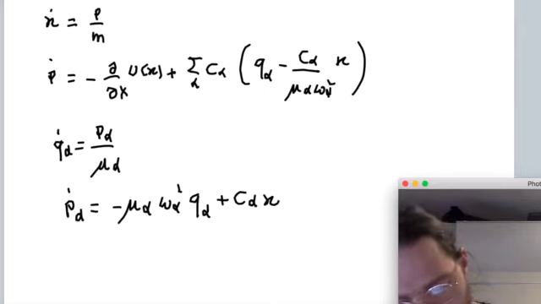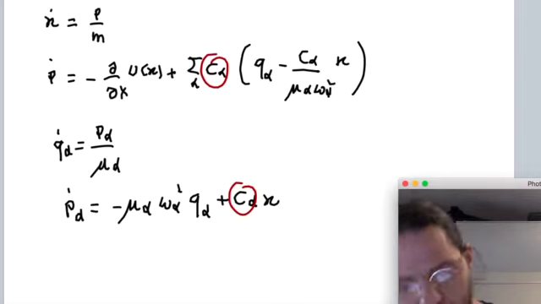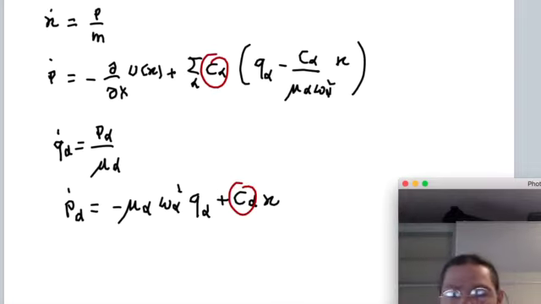Let me stress once again, here and here, we see how the bath and the system are coupled. So, okay, we have our theory. In principle, we would like to solve for this theory.